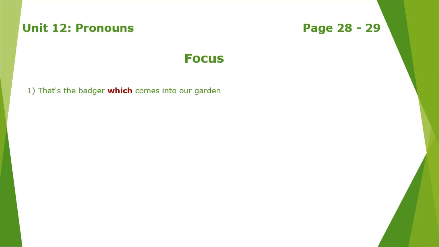So the first sentence I have is: that's the badger, empty space, comes into our garden. In the empty space, like you see, I put which or that, whatever I like, because I'm talking about a badger. I will go to the thing before the empty space, which is the badger, and the badger is an animal, so I use which or that.